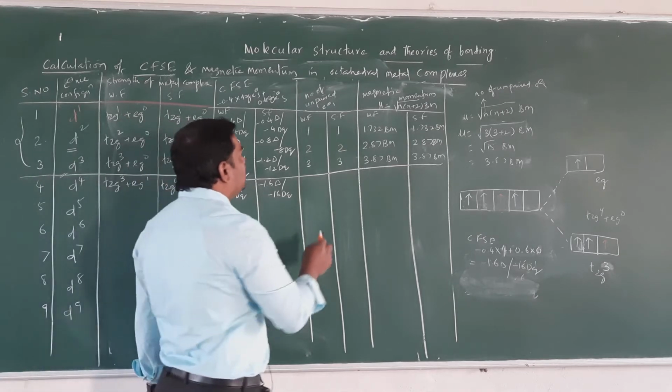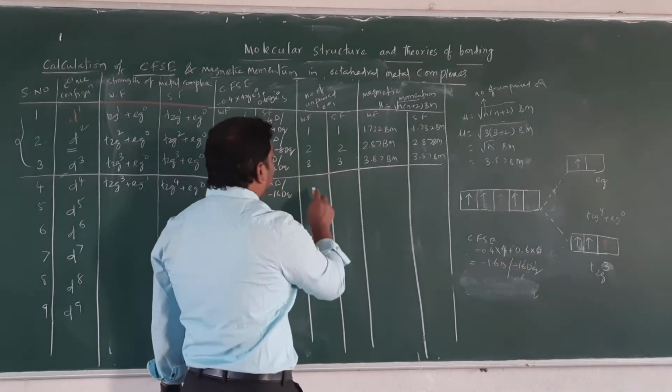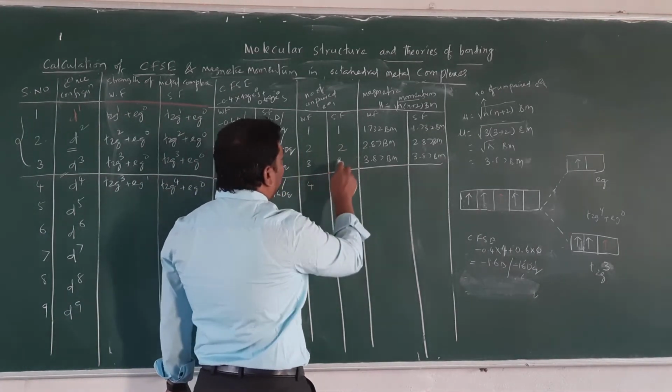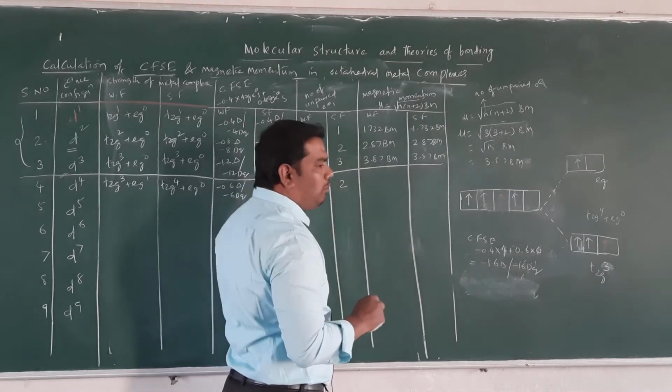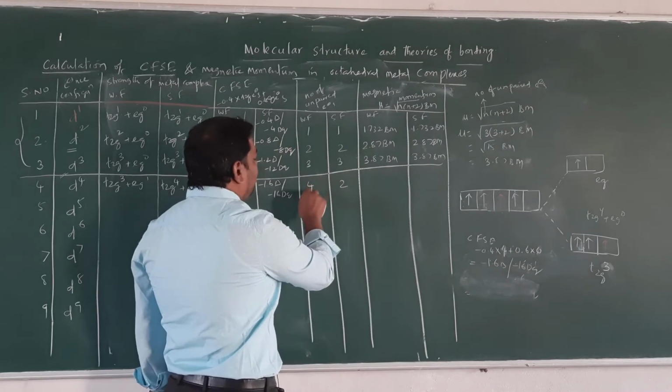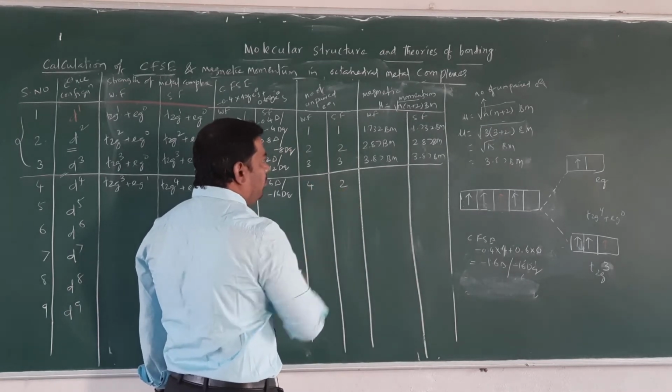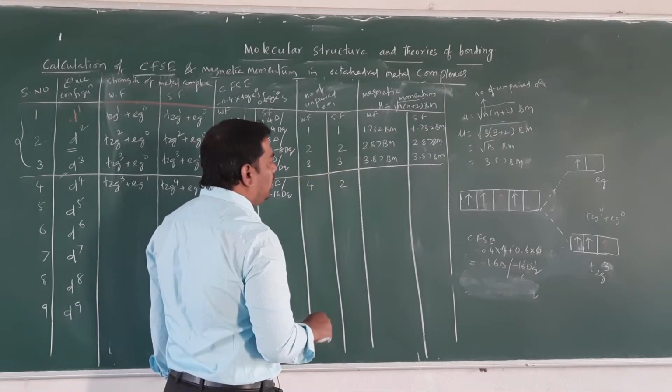Okay, here the number of unpaired electrons in weak field is 4, but the number of unpaired electrons in strong field is 2 only.